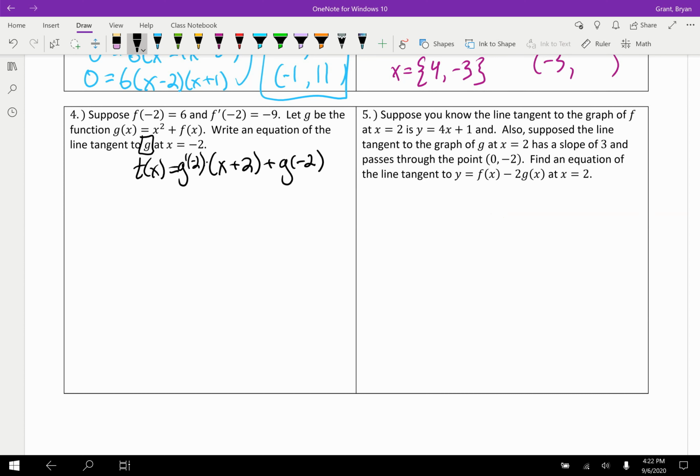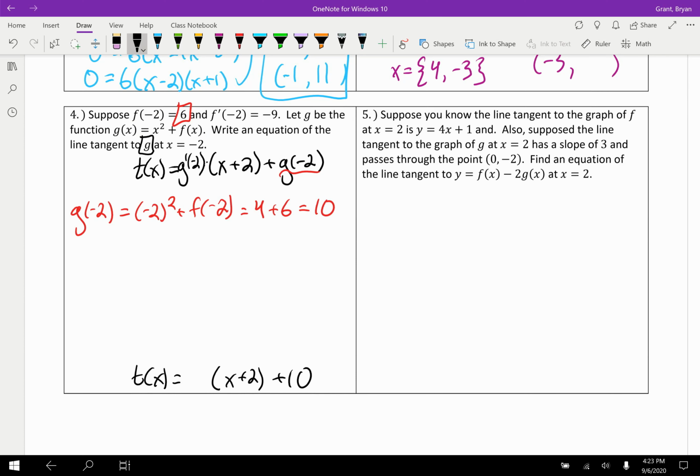g of negative 2. I'll do this one in red, I think. g of negative 2, where's my function g, that's up here, is equal to negative 2 squared plus f of negative 2. Well, negative 2 squared is 4, and f of negative 2, oh wait, they told us f of negative 2 is 6. 4 plus 6, that's 10. My tangent line is halfway complete. It's going to be something times x plus 2 plus 10.